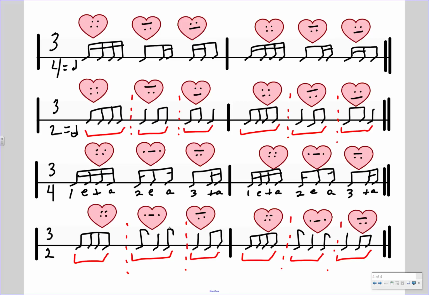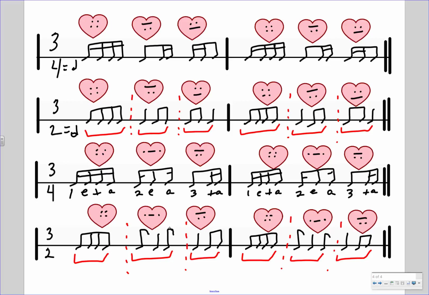Okay, if you look carefully, I bracketed my beats so that each red bracket is the beat and should add up to a half note. 4 eighths equal a half. An eighth plus a quarter plus an eighth equals a half. A quarter plus 2 eighths equals a half. That's how we would notate it in 3/2. Notice my red dashes separate each beat, which is what we want.